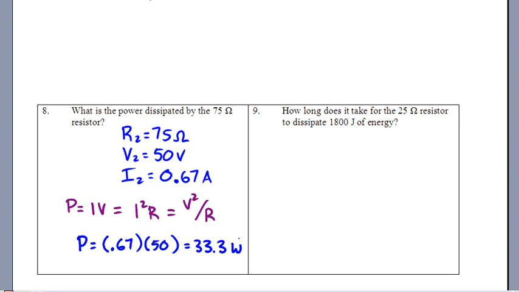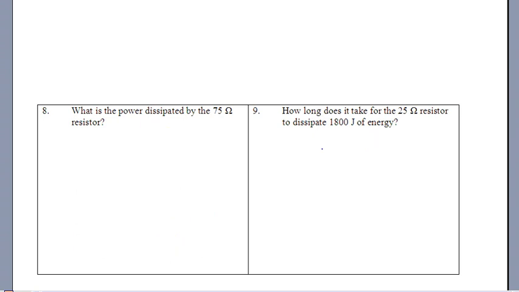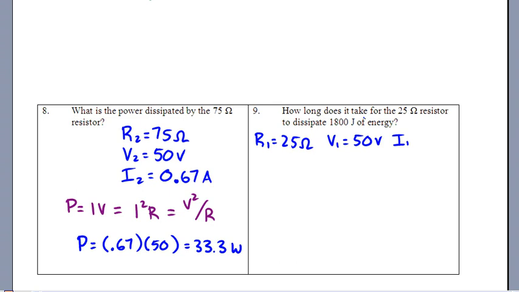How long would it take the 25 ohm resistor in order to actually dissipate 1,800 joules of energy? Okay, well, we're switching it around here a little bit. I notice that we're going for the 25 ohm resistor now and not the 75 ohm resistor. So we're going to have to go and take a look at what's going on with the 25. So for that one, the resistance, that's number 1, its resistance is 25 ohms. Voltage is 50, and the current on that one, sorry, this should have been voltage on number 1. They're the same anyways, but it should have been voltage on 1. And the current here is 2 amps.